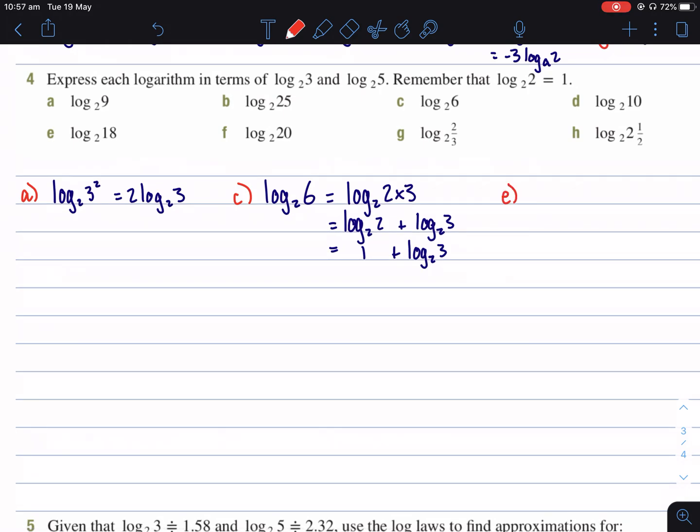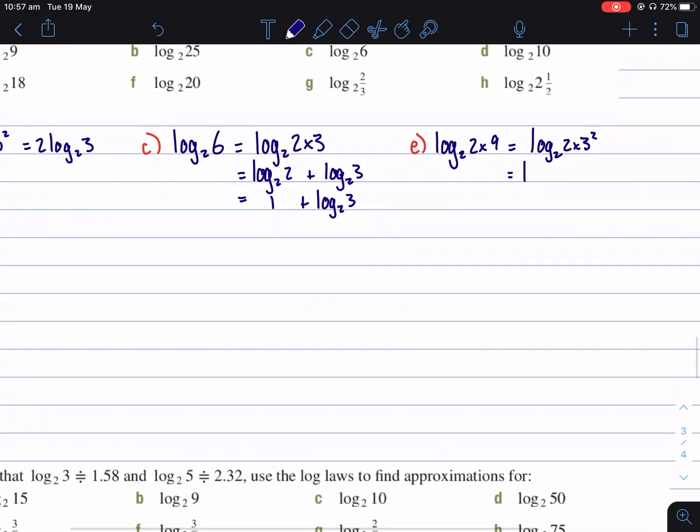Question E, log base 2 of 18. Now that's the same as 9 times 2, isn't it? I'm going to write that 2 times 9, sorry. Which is the same as 2 times 3 squared. So I've got log base 2 of 2 plus log base 2 of 3 squared. Log base 2 of 2 is 1. Log base 2 of 3 squared, well, that's take the 2 out the front. 2 log base 2 of 3.